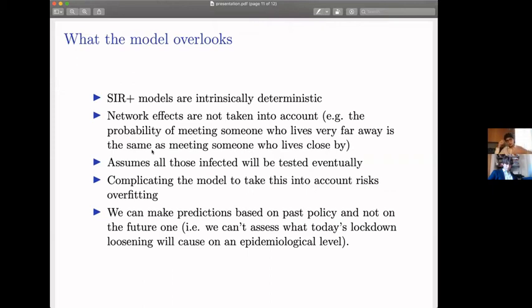Then we could somehow complicate the model to take into account these issues, but this would risk overfitting the model and greatly diminishing the predictive power of the model. Also, we can make predictions based on past policy. Of course, as Lorenzo has mentioned, we make assumptions on the number of tests done daily, but we cannot make predictions based on future policy. For example, we can't predict what today's softening of the lockdown measures will do on an epidemiological level.